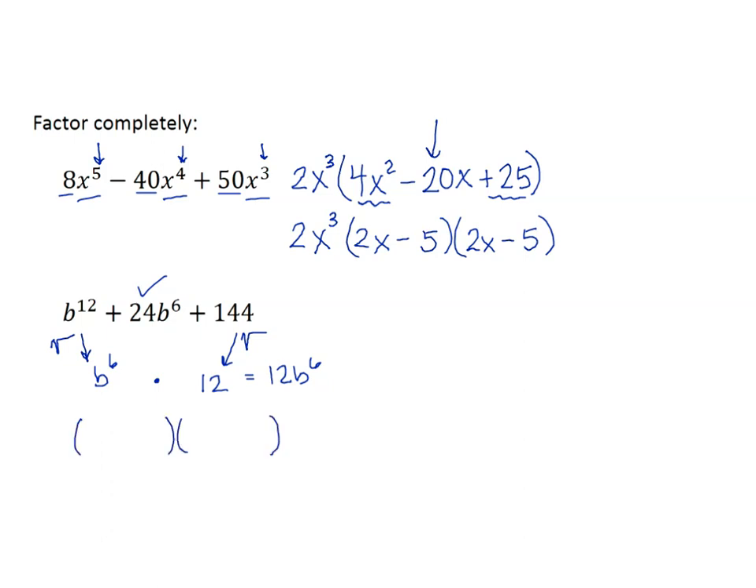So I have my two sets of parentheses. The square root of my first term, like we already said, was b to the 6th. Square root of my last term is 12. And my middle term has a sign that's positive. So that means that these both get plus signs.